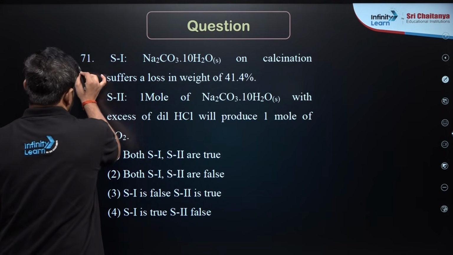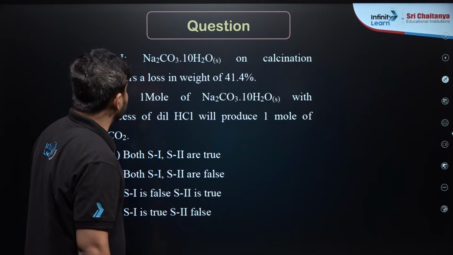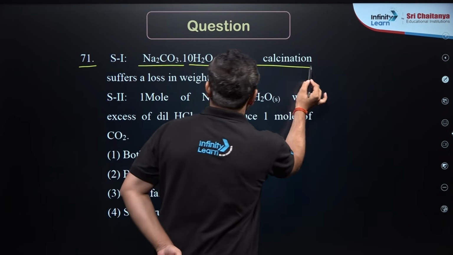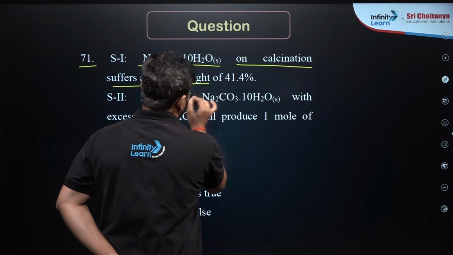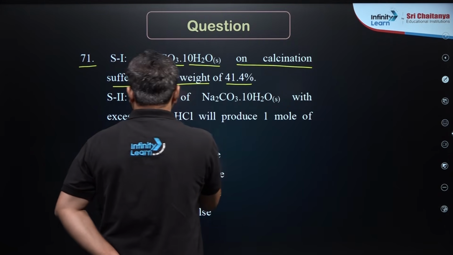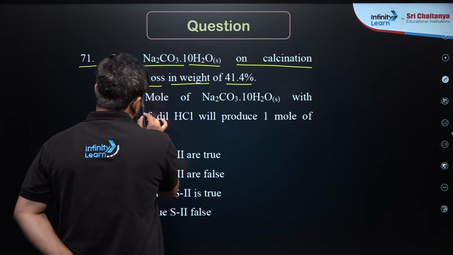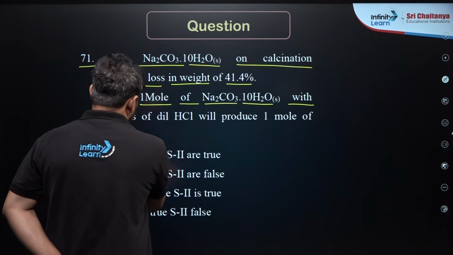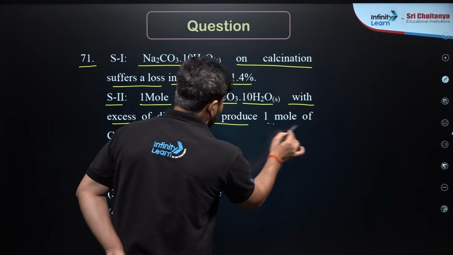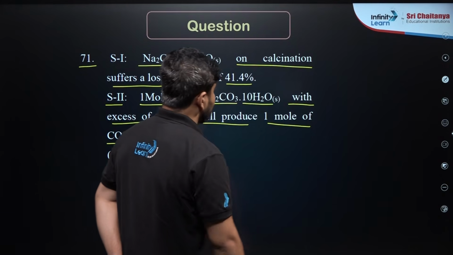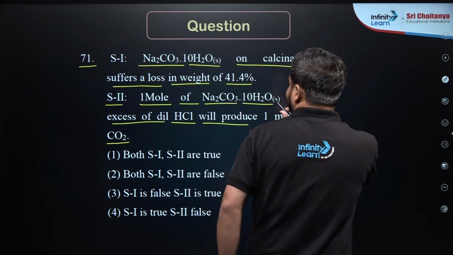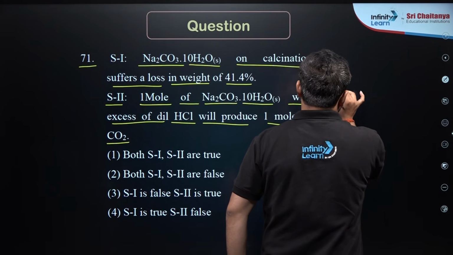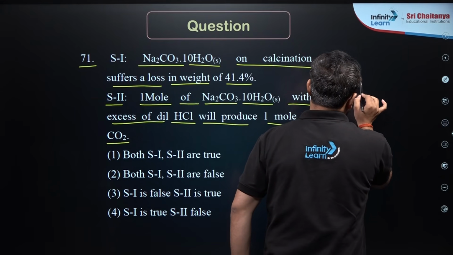Please remember. Now in question number 71, what we need to do here: it is given that Na2CO3.10H2O on calcination suffers a loss in weight of 41.4%. And the second statement given is that 1 mole of Na2CO3.10H2O solid with excess of dilute HCl will produce 1 mole of CO2. So first we are going to calculate the molar mass of Na2CO3.10H2O.